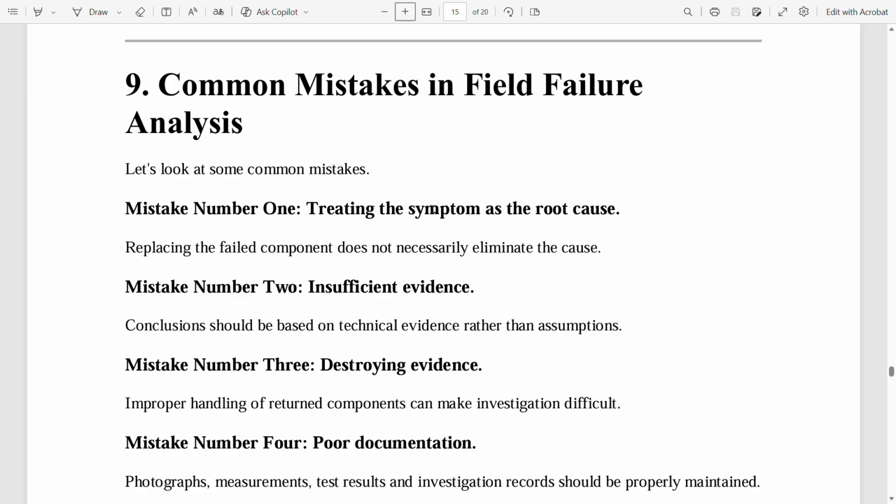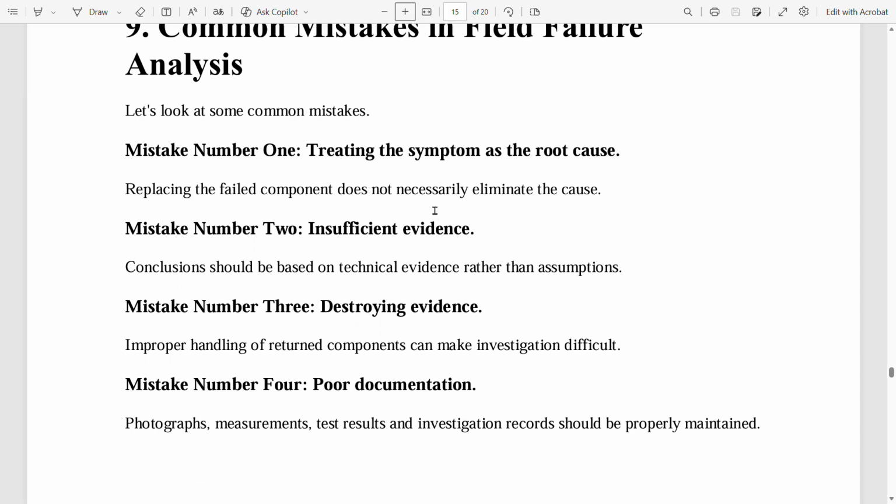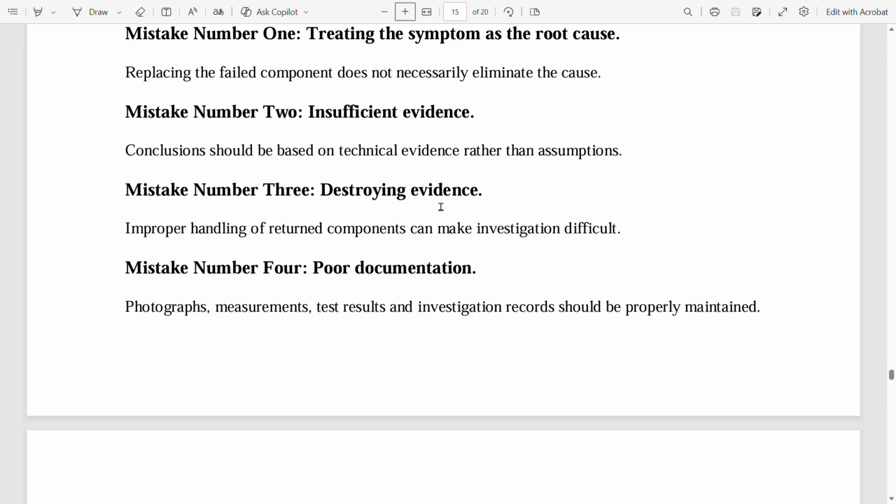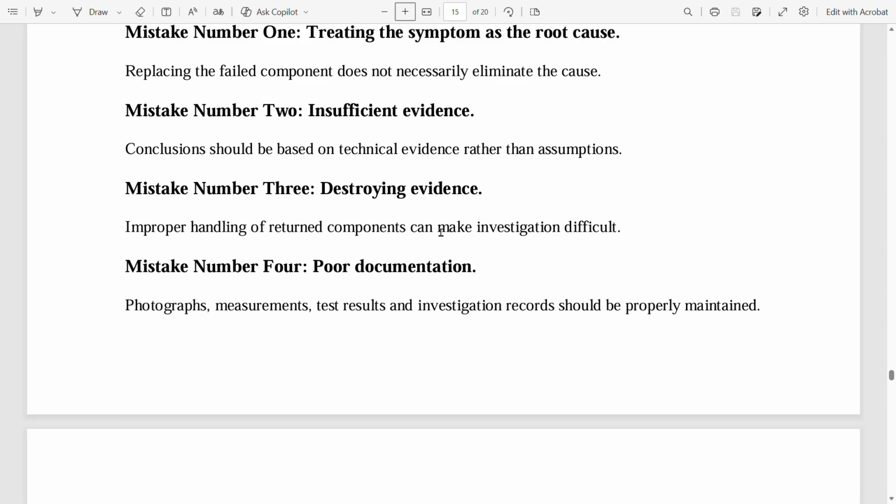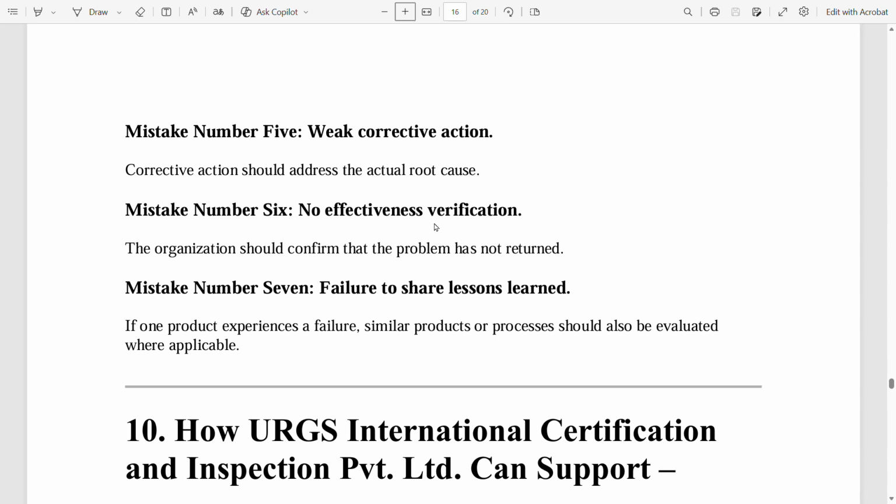Mistake number 3, destroying evidence. Improper handling of failed components can make investigation difficult. Mistake number 4, poor documentation. Photographs, measurements, test results, and investigation records should be properly maintained. Mistake number 5, weak corrective action. Corrective action should address the actual root cause. Mistake number 6, no effectiveness verification. The organization should confirm that the problem has not returned. Mistake number 7, failure to share lessons learned. If one product experiences a failure, similar products or processes should also be evaluated where applicable.